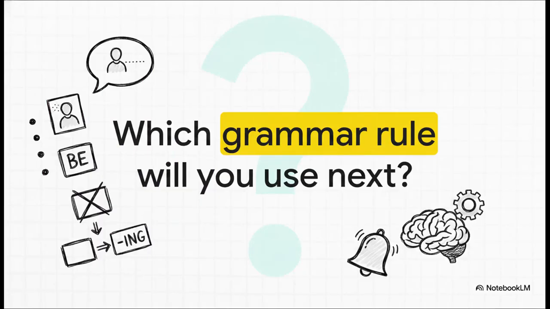As we wrap up this explainer, I want to leave you with one final question to chew on. Which of these 3 grammar rules are you going to intentionally use to smooth out your next English email or conversation? Will it be dropping the object pronoun, omitting the be verb, or mastering that ing transformation?